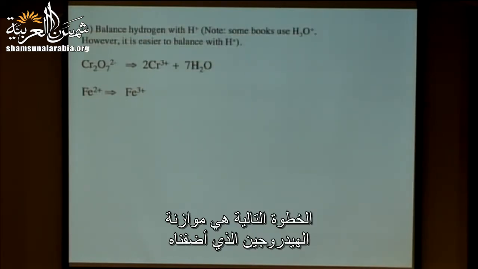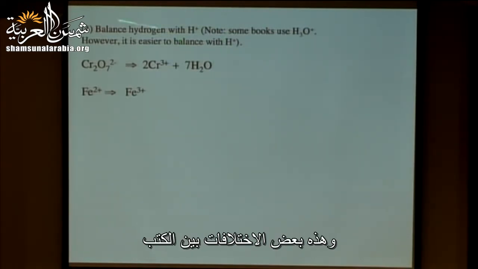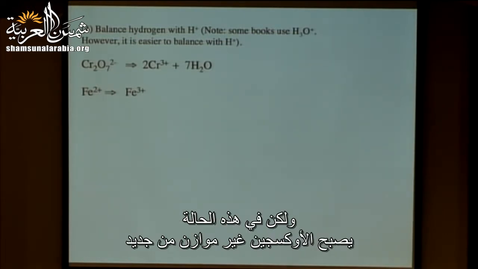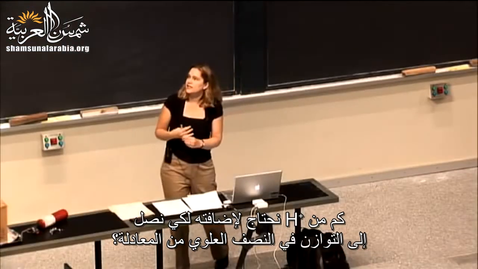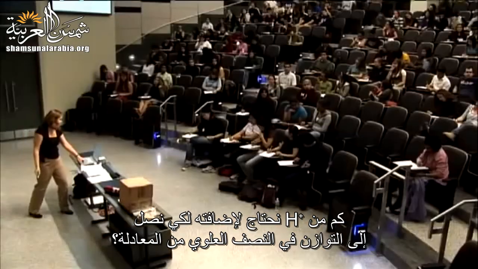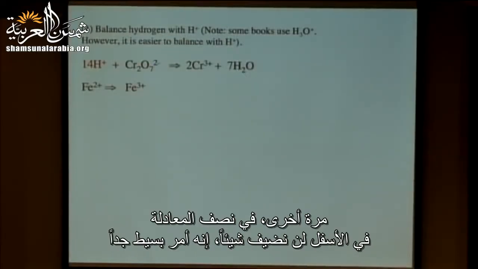Next step is we're going to balance the hydrogens that we just added. And we can balance here with H+. Here's one place that books are different. Some of them balance in a more technically correct way with hydronium ions, but then your oxygens get unbalanced again. So it's OK to use the simpler approach and just balance with H+. So how many H pluses do we need to add to balance the top part? Yep. So we need to add 14 over here. Again, the bottom one, nothing to do. Pretty simple.